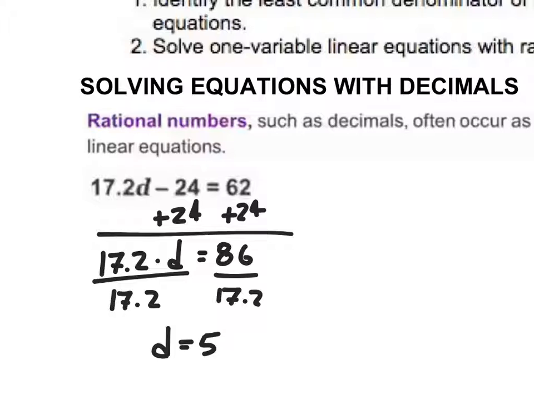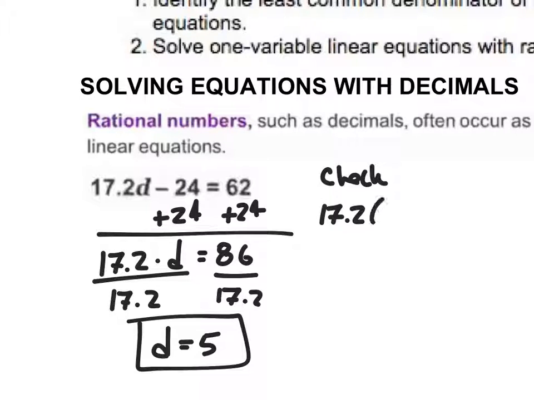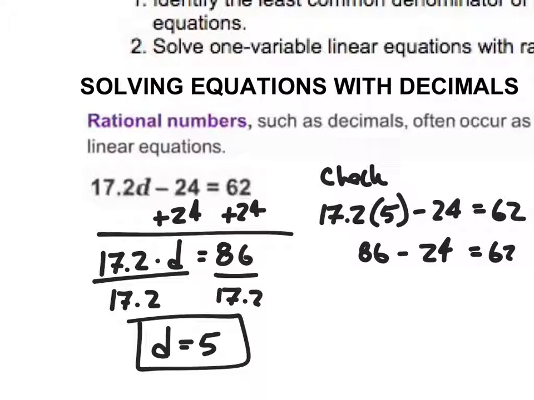Now we can still check our answer. We can check it by plugging 5 back in for d and doing 17.2 times 5 minus 24. Is that equal to 62? 17.2 times 5 is going to give us 86. Minus 24 is equal to 62. So 86 minus 24 does in fact give us 62. So 62 is equal to 62. That's a true statement. Therefore, this is correct.